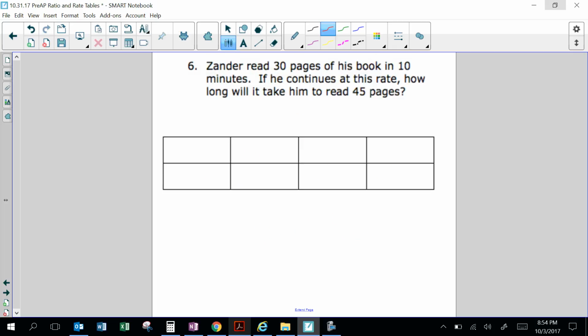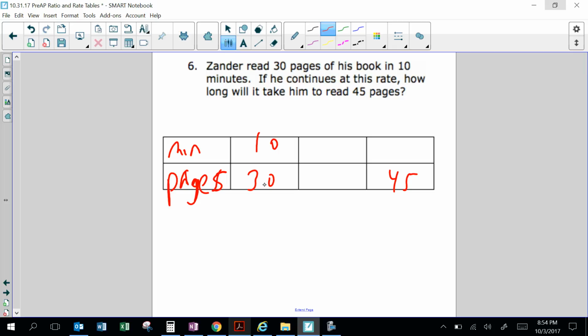Xander read 30 pages of his book in 10 minutes. If he continues this rate, how long will it take him to read 45 pages? So this is about minutes and pages. Make sure you label the table. It's important. So 10 minutes, 30 pages. How many minutes will it take him to read 45 pages?